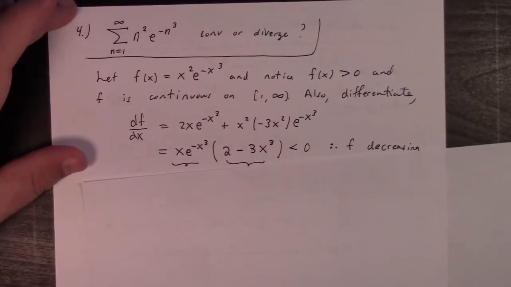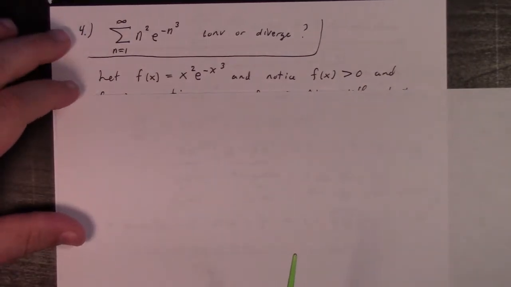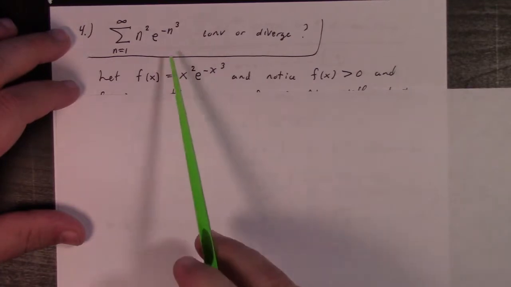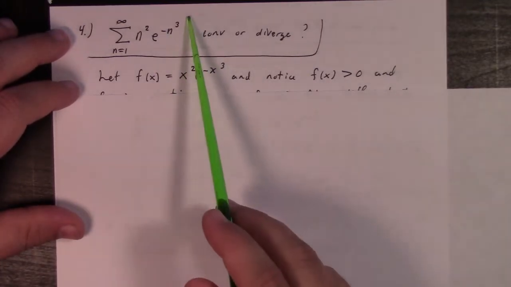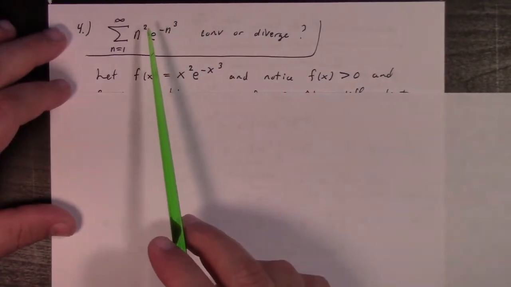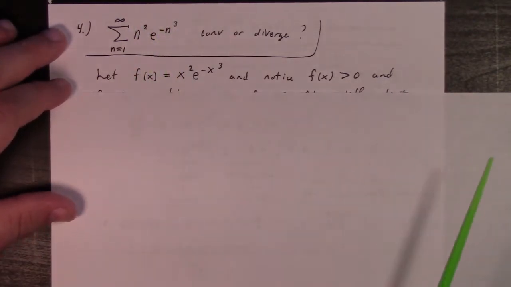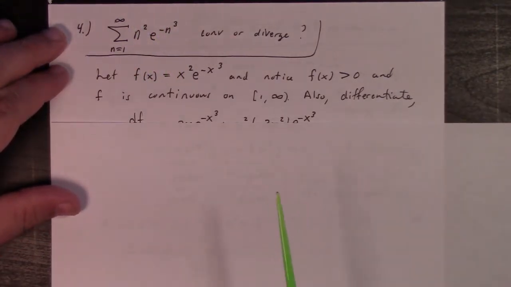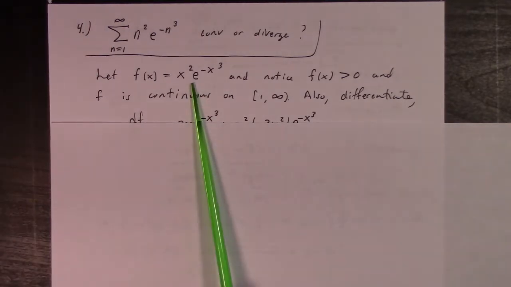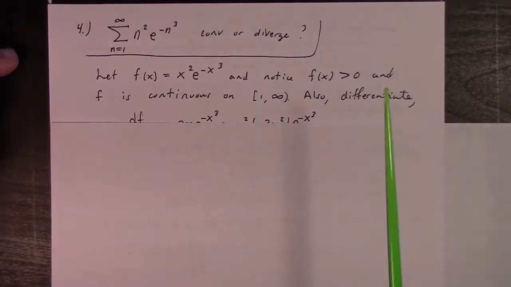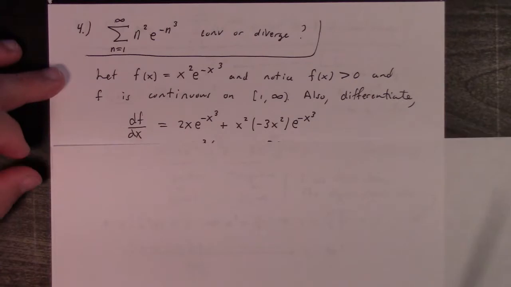Here's another example. Does the sum n equals 1 to infinity of n squared e to the minus n cubed converge or diverge? When I see something like this, it yells integral test at me because I know how to integrate the corresponding function of x. It's a u substitution. So we let f of x equal x squared e to the minus x cubed. We notice that f is positive, continuous.